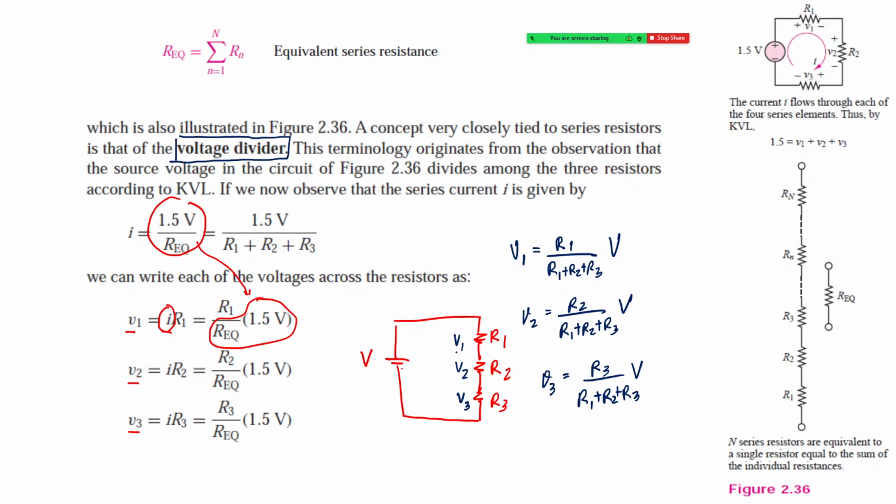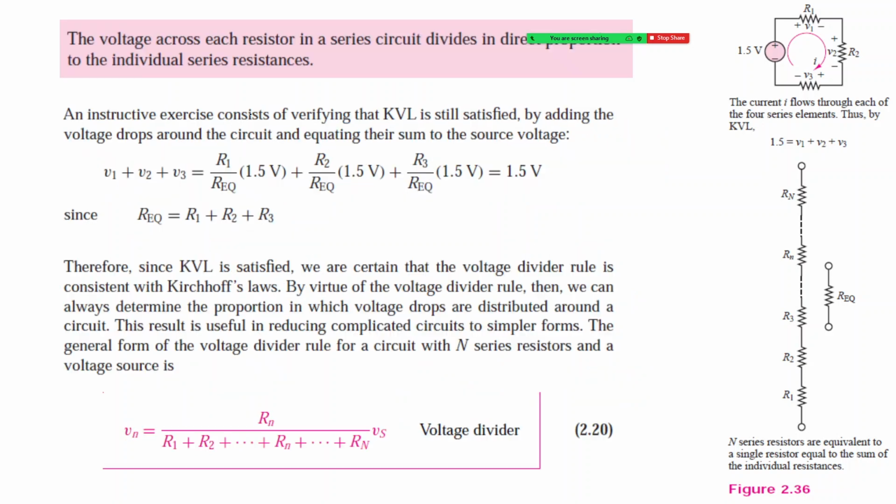We can compute V1 directly when we know the voltage across all elements, right? Because if we know V, the voltage of the battery, and if we know R1, R2, R3, we can compute V1 directly. We can compute V2 and V3 directly from the voltage divider relation in this case. Then the voltage across each resistor in a series circuit divides in direct proportion to the individual series resistance.